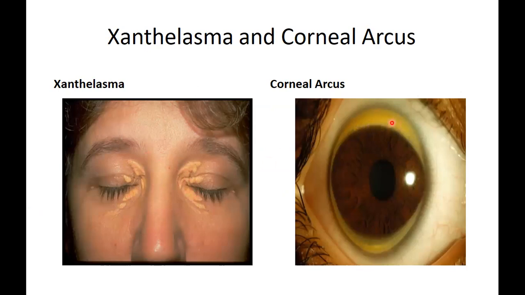Then in this diagram, you can see that around the cornea, there's this yellowish ring. This is due to deposition of fat, and it is what is called corneal arcus.